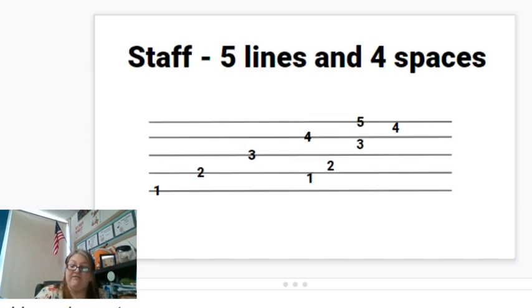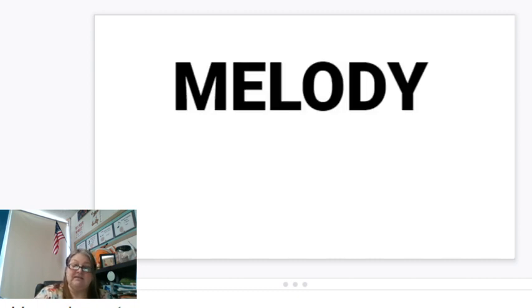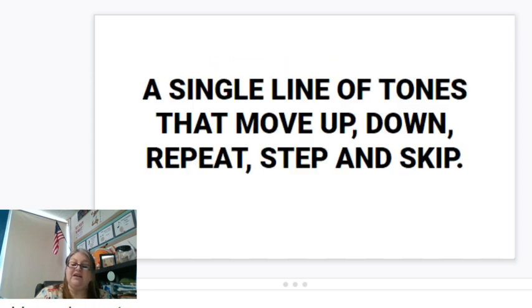A staff, 5 lines and 4 spaces. A melody. Oh, that's a new one. We haven't had that one yet. A melody is a single line of tones that move up, down, repeat, step, and skip.